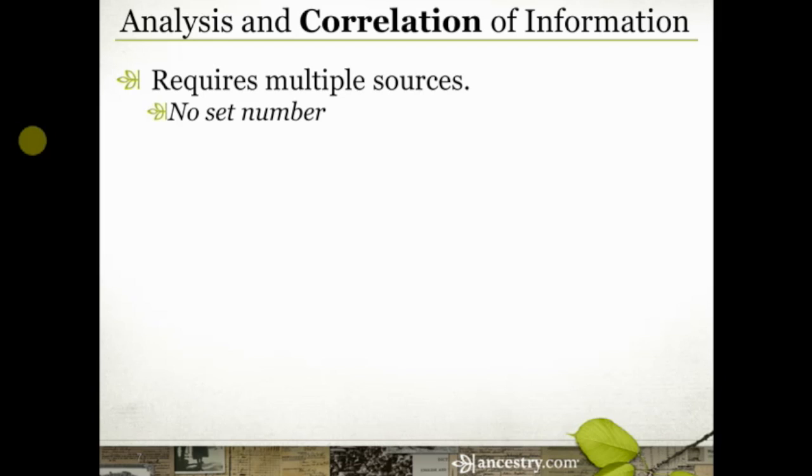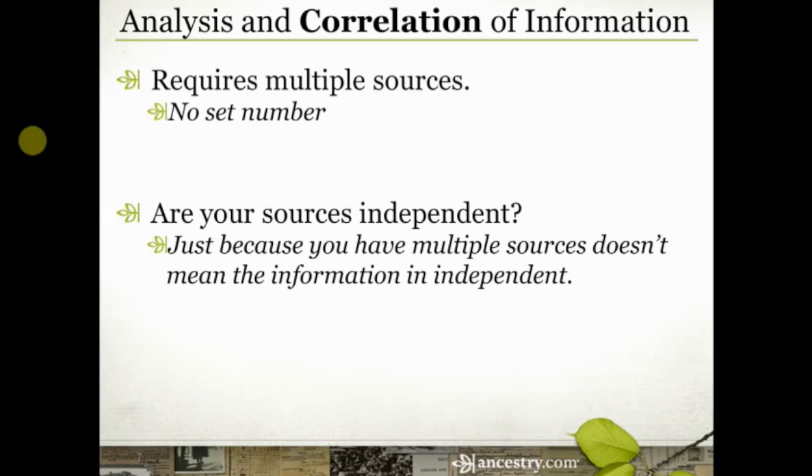So that reasonably exhaustive search to gather all the records you can about an individual or a family is a really necessary step. Here is one of the reasons why it requires multiple sources, okay? The question you have to ask yourself is, are these sources independent?